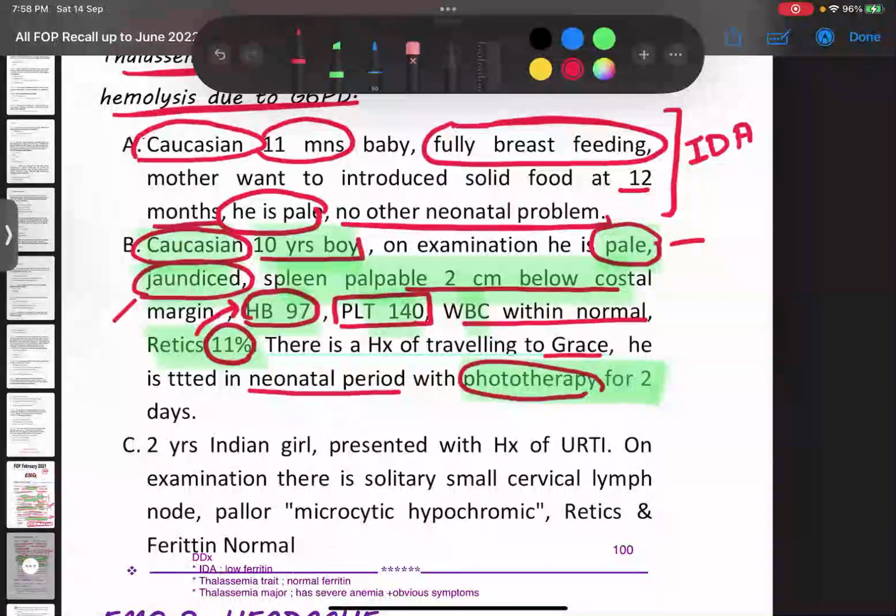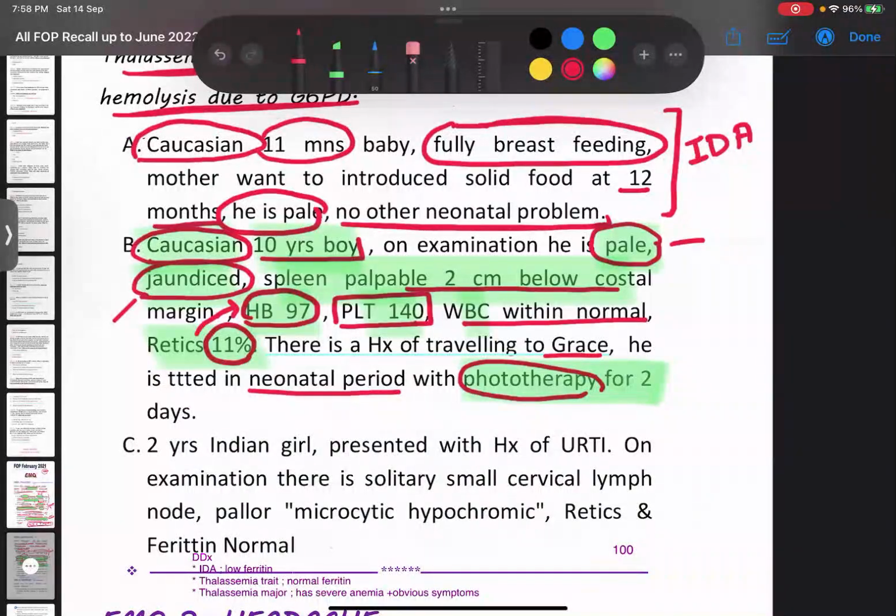There is only one hemolytic disorder where there is isolated splenomegaly. Otherwise, in almost all conditions, there is hepatosplenomegaly. So Caucasian child, Caucasian is important. Every Caucasian child with splenomegaly is always hereditary spherocytosis unless otherwise proved. It could be a treated case. In a treated case, mostly you don't get the jaundice and anemia.